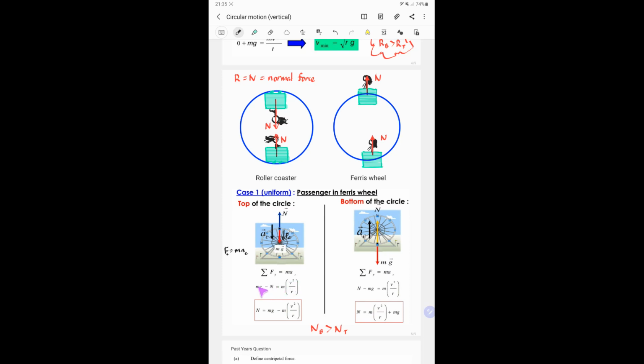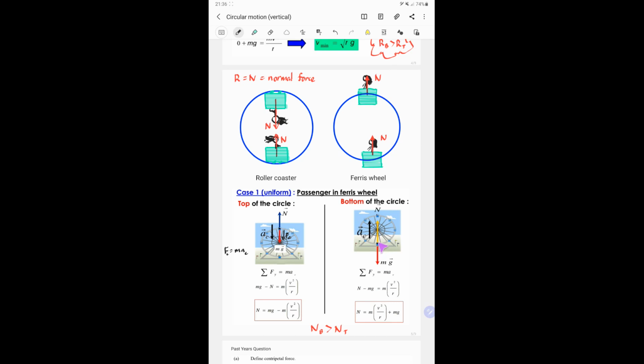By rearranging the equation, we transfer N to the other side, and MV squared over R to the other side, and you will get N equals Mg minus MV squared over R. So this is the equation of the normal force at the top position. While at the bottom, what do we have now? All right, so still the same.